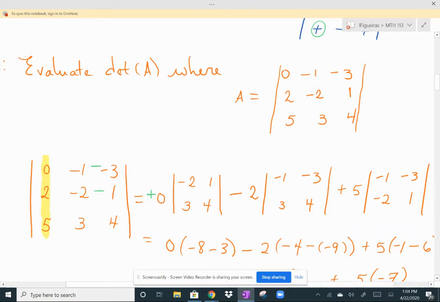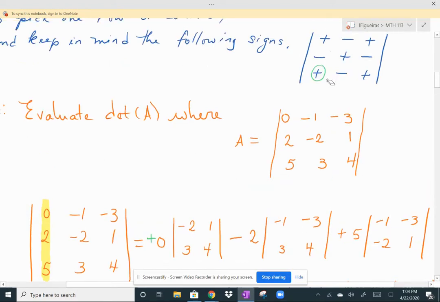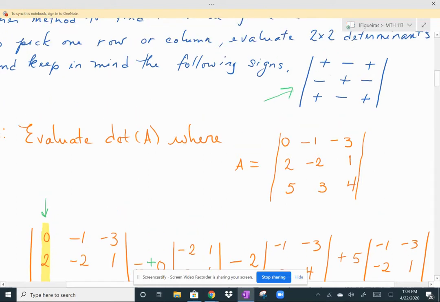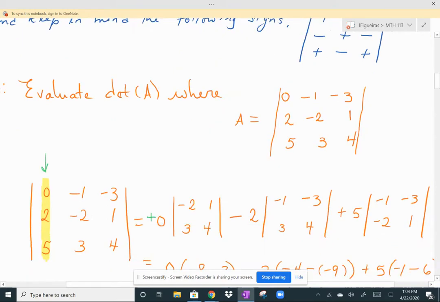Okay, so you might want to rewatch that if you didn't follow, but they would all be set up in a similar way, keeping in mind that you are putting the sign in front of the coefficient, and the coefficients are determined by the column or row that you pick. The signs are determined by this plus and minus guide that I put up here. And then the sub-matrices, these 2 by 2s that I keep writing down, are just the numbers left in the matrix when you eliminate the row and the column associated with the coefficient. Like in this example, I eliminate row 1 and column 1 associated with 0, which is why I'm left with -2, 1, 3, 4.